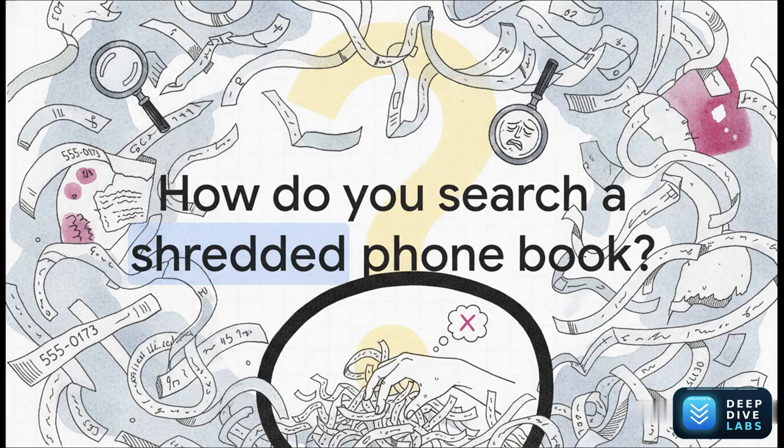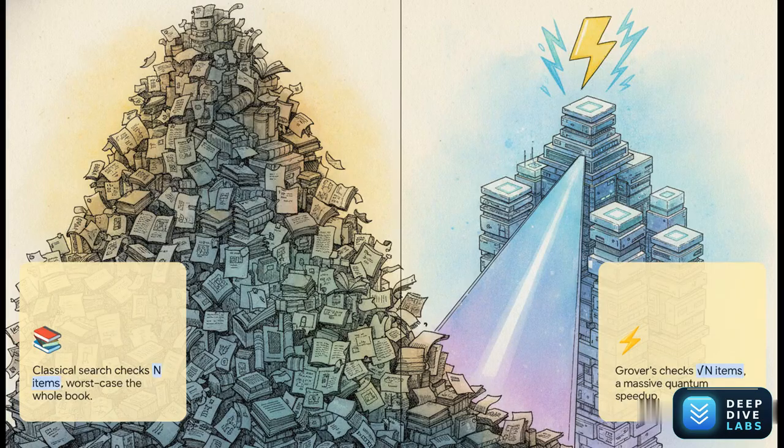On average, you're going to have to check half the book. In the worst case scenario, the whole thing. That painful brute force slog is exactly what computer scientists call unstructured search. Now, classically, there is simply no way around that grueling reality. Grover's algorithm, it's the quantum answer to that exact problem.